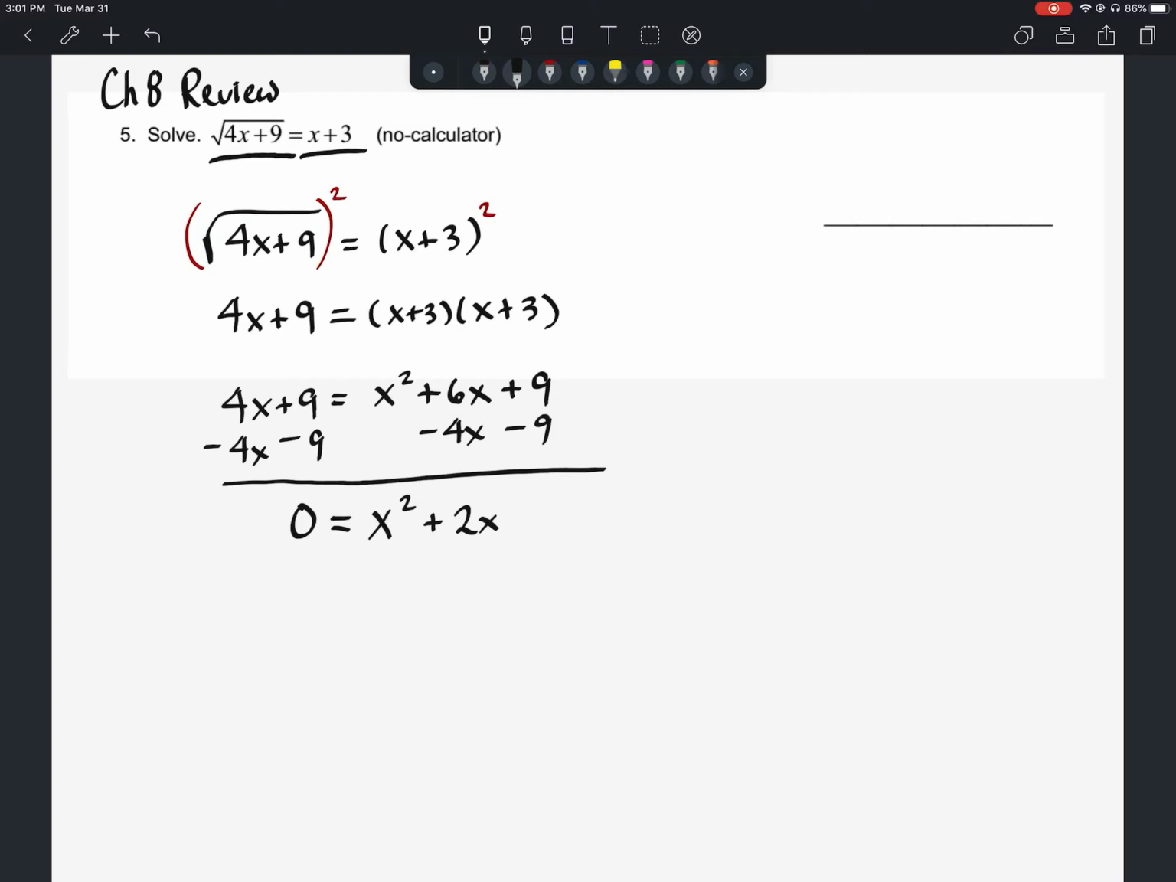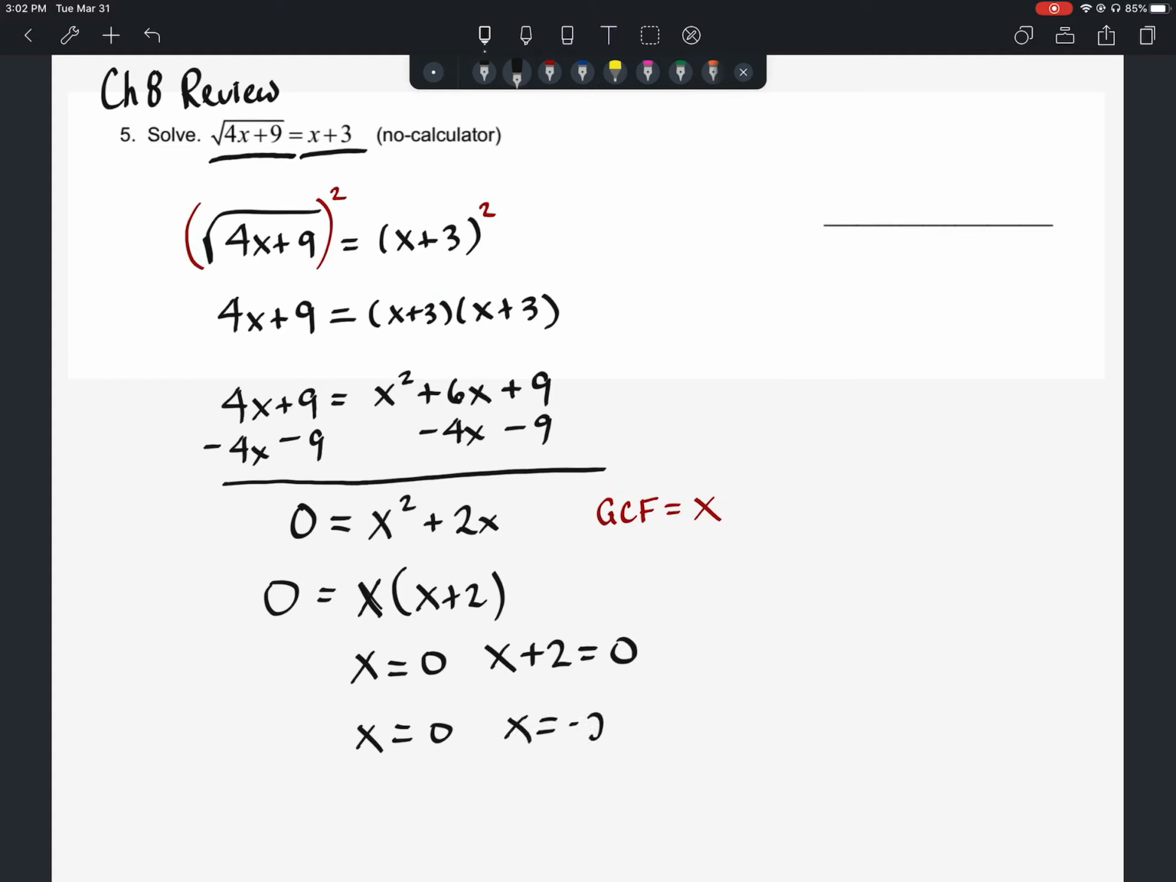And then we always look to see which method of solving a quadratic equation we want to use. For this one, it'd probably be easiest to go ahead and factor. Remember, our first step in factoring is looking for the greatest common factor. Our greatest common factor here is going to be x. So we're going to factor out an x. There we go: x times the quantity x plus 2 is equal to 0. Then we can use the zero product property and set each factor equal to 0. And we get x equals 0 and x equals negative 2.